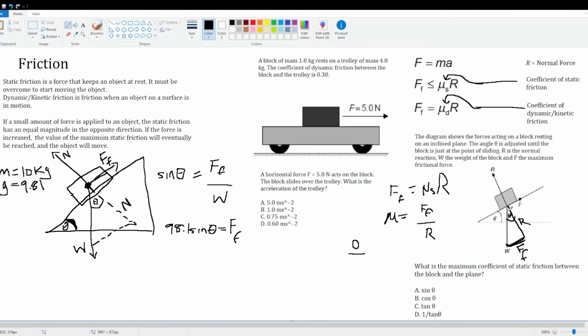So in order to find the coefficient of static friction, we would need to find the opposite side of this triangle over the adjacent side, or the force of friction over the reaction force, and that is opposite over adjacent. And which one of these utilizes opposite over adjacent? Tan. So our answer would look like this, right? And so we would circle C, and C is the correct answer.